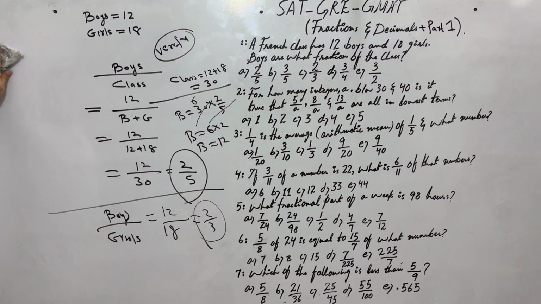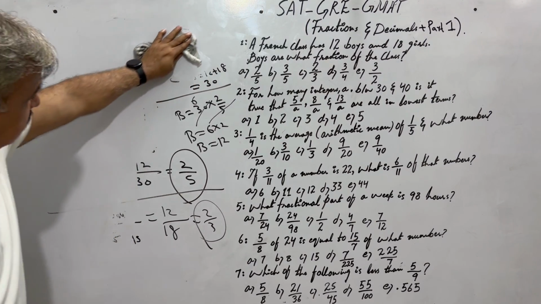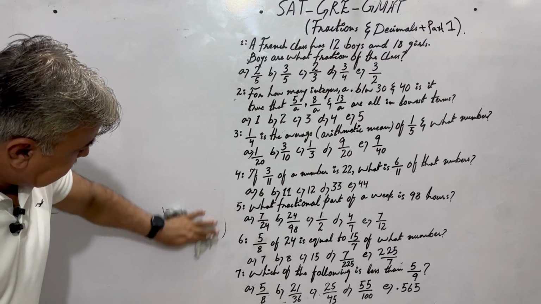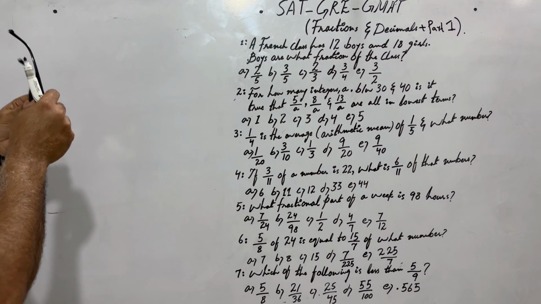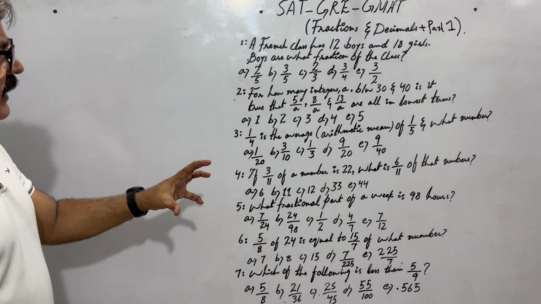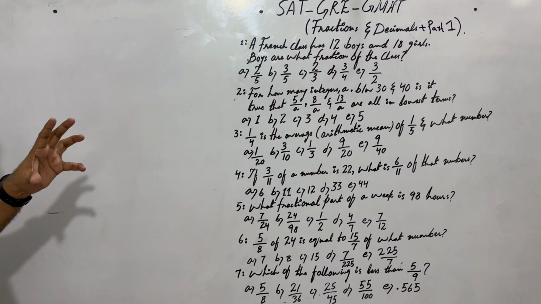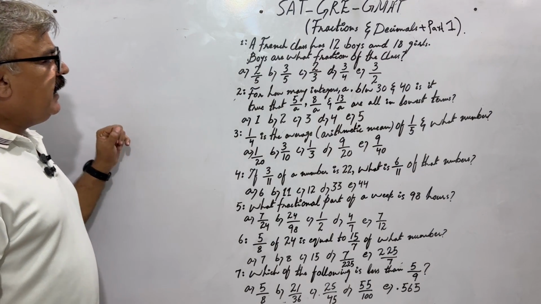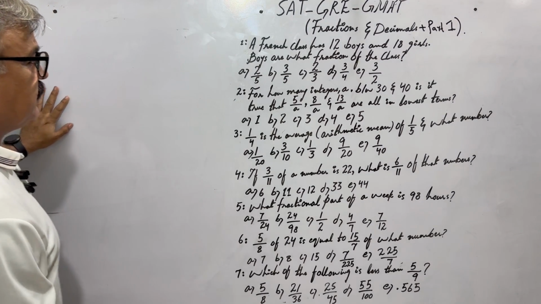A good one. A tiny sort of jolt is possible while attempting this, but think through it and try to shed some clear light on it. For how many integers a between 30 and 40 is it true that 5 over a, 8 over a and 13 over a are in lowest terms?